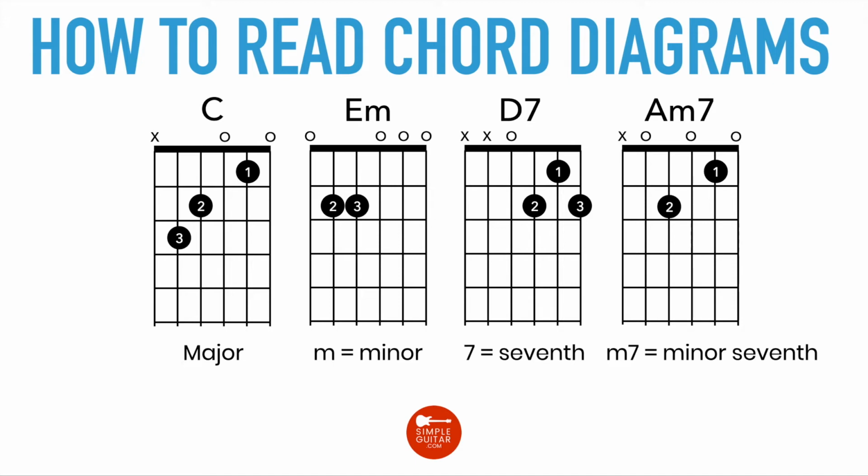So in the very beginning, when you're just starting out, the most important thing to understand is that a major chord sounds one way, a minor chord sounds one way, a seventh chord sounds one way, a minor seventh sounds another way. And there are lots of other types of chords, but we're not going to go into those right now. We can talk about those later. When you're starting out, these are the four most important ones to be aware of and to be able to recognize.